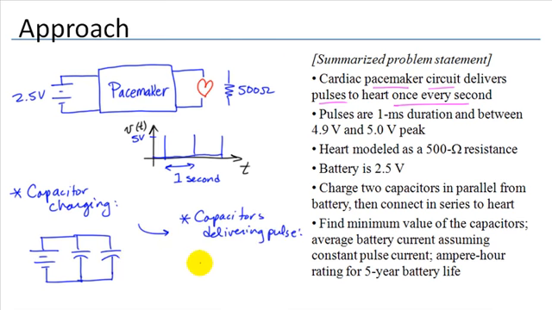But then during the pulse phase, the solid state switches effectively connect the capacitors into a series, and that doubles the available voltage for the pulse. We then want to find the average battery current, so we can use that information to find the amp hour rating to achieve a 5-year battery life.